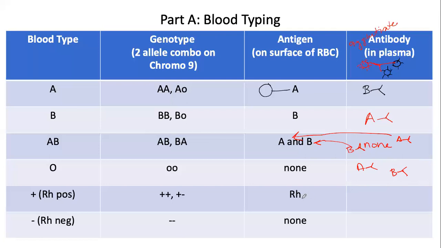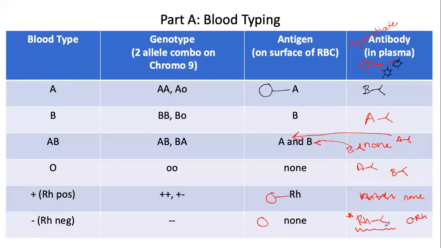What about RH? So if I have RH on the surface of my red blood cell, am I going to make an RH antibody? Why not? Because I would attack myself, right? So we don't make any. What if I am RH negative? I don't have anything on the surface of my red blood cell, and so I'm going to make the RH antibody, okay? There's a trick to this one though. You don't make this one until you're exposed to RH positive blood, okay?